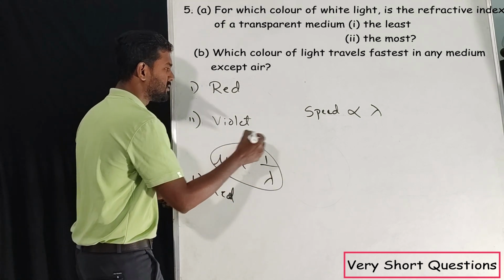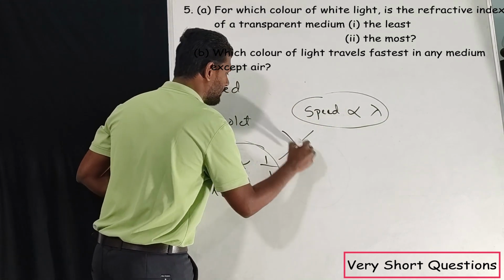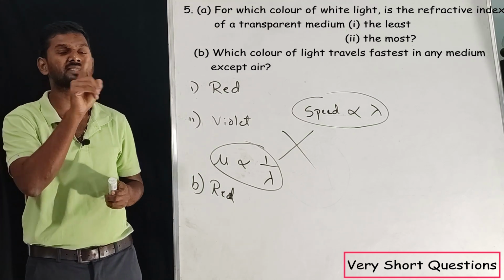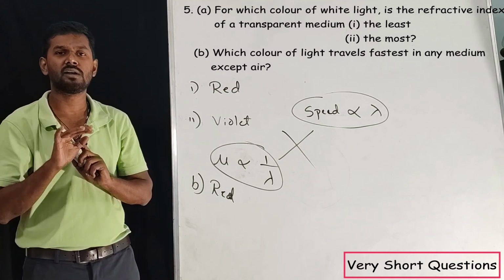So all these things they are not asking. Correct. If they are not asking for the reason, don't write the reason. They are just asking for the color. Just mention the color. That's it.